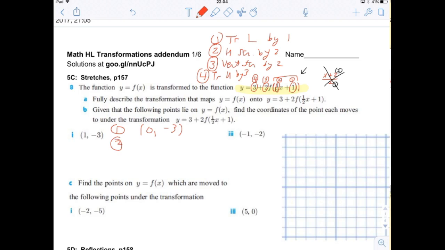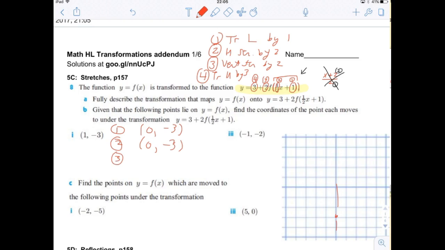Next step is we're going to do horizontal stretch by 2. When we do the horizontal stretch by 2, that means that the horizontal coordinate, which is 0, is going to move from the y-axis by a factor of 2. Now, it's already on the y-axis, right? 0, negative 3 is here, right? It's already on the y-axis, so it's not moving anywhere. Even though we're stretching by a factor of 2, nothing happens. So, it stays put.